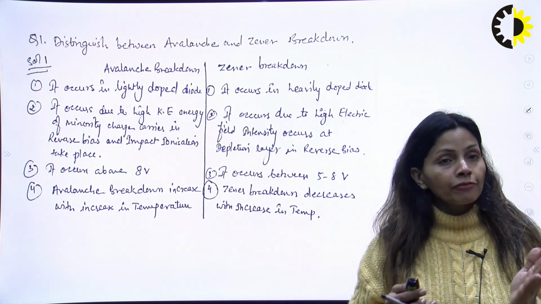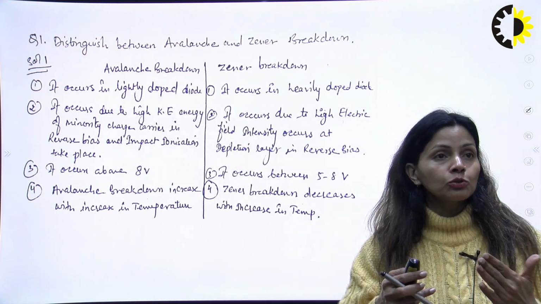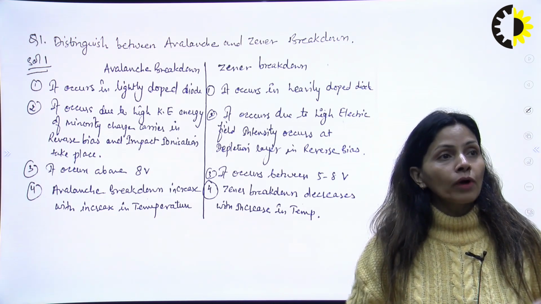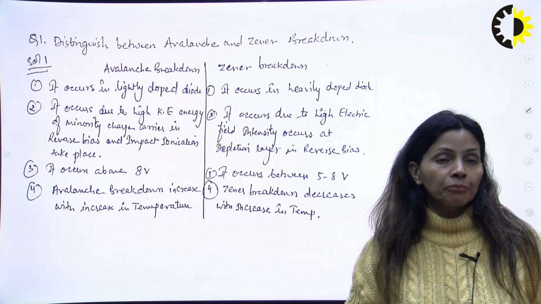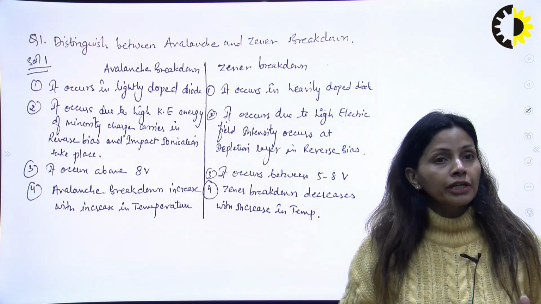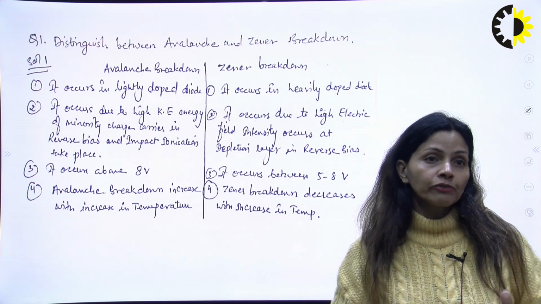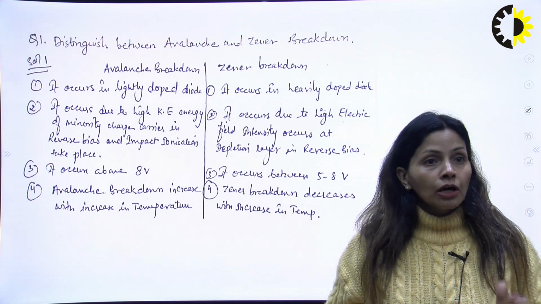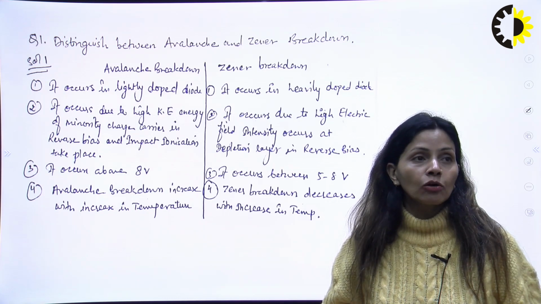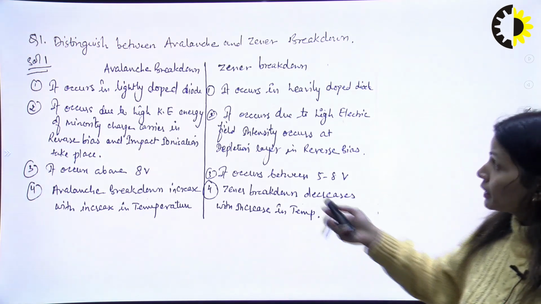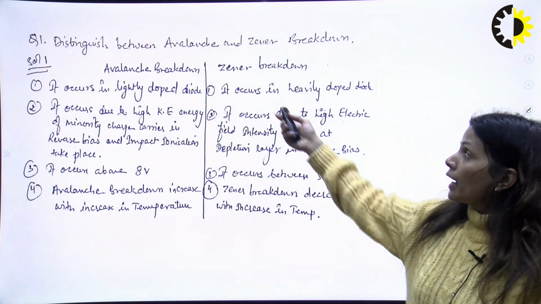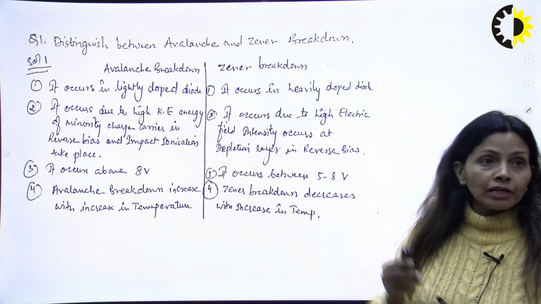You have to compare these two breakdowns. So we need to sketch a line between the two, and on one side we will write avalanche breakdown and on the other side Zener breakdown. This is the perfect way to differentiate between these two terms, and we will answer this question as follows. Avalanche breakdown occurs in the lightly doped diode, and Zener breakdown in the heavily doped diode.